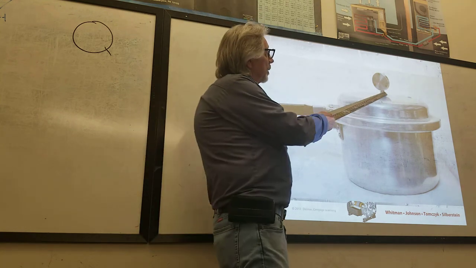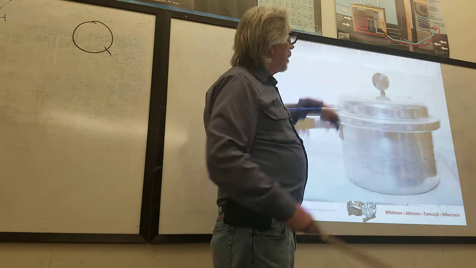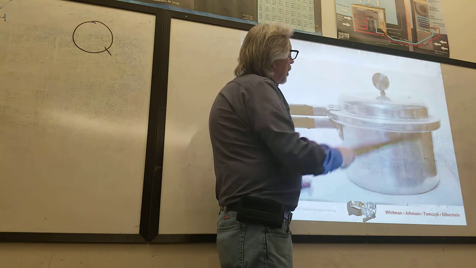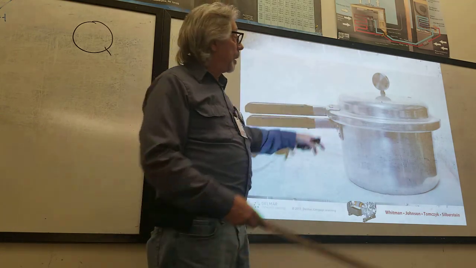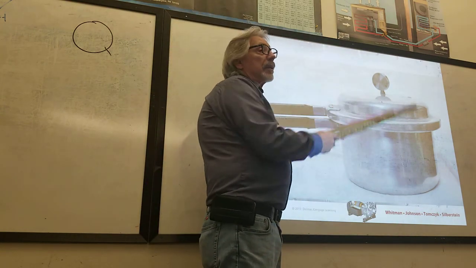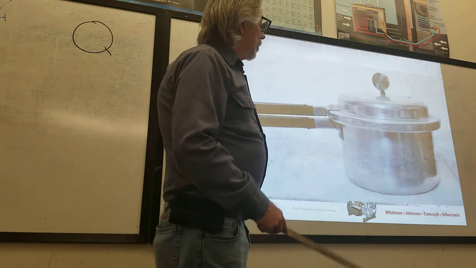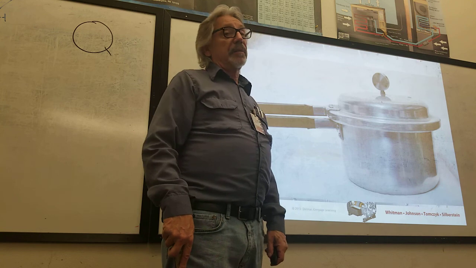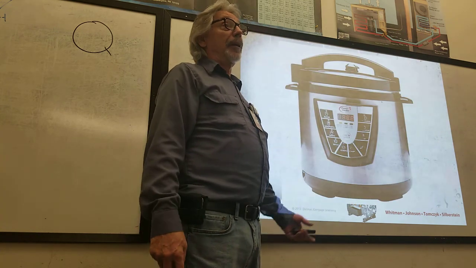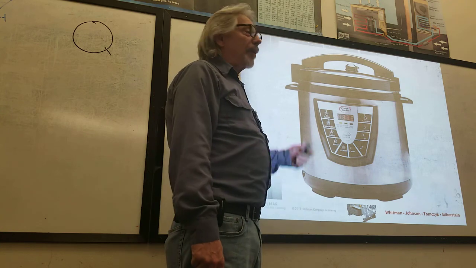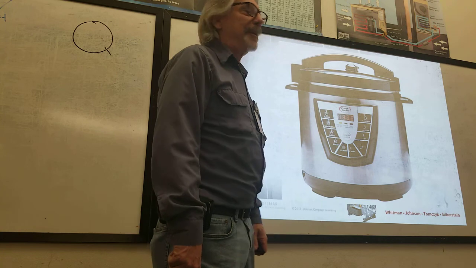It's that little deal on top. It's a little weighted thing, and you spin it and put it on one of those holes, and it rattles back and forth. Depending on what pressure you want, it's determined by it rattling back and forth. But it's nothing new. You would think it's new technology, right there. No, it's been around for years. It's a pressure cooker. It's just got some digital controls on it.